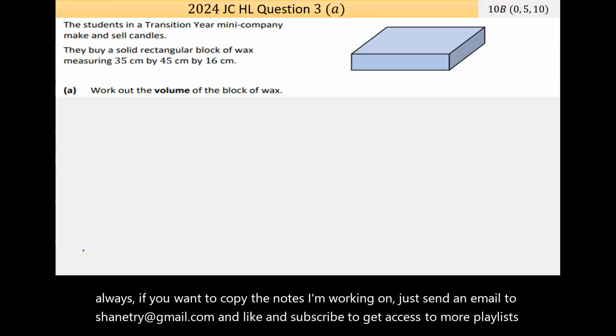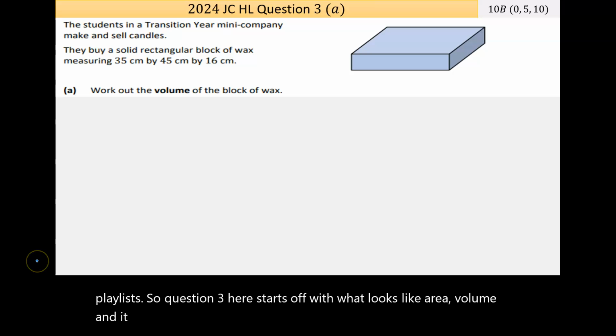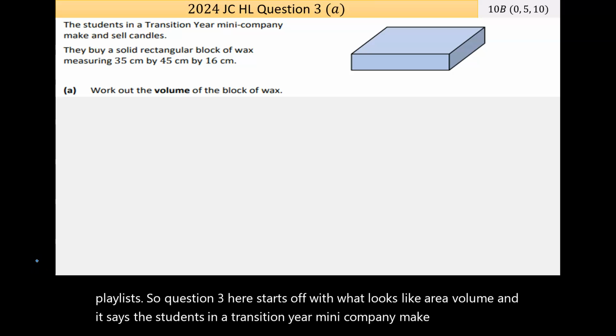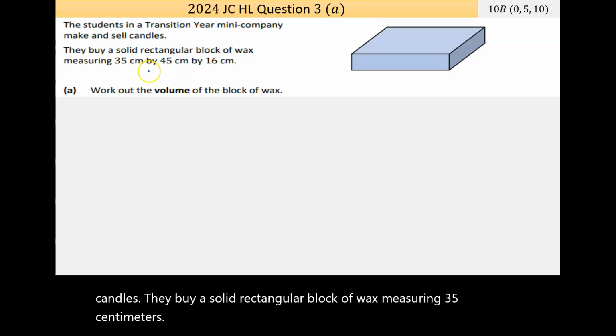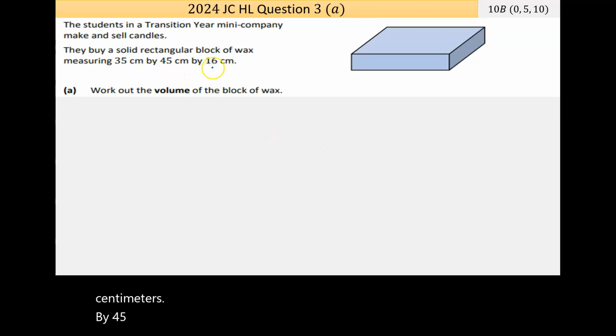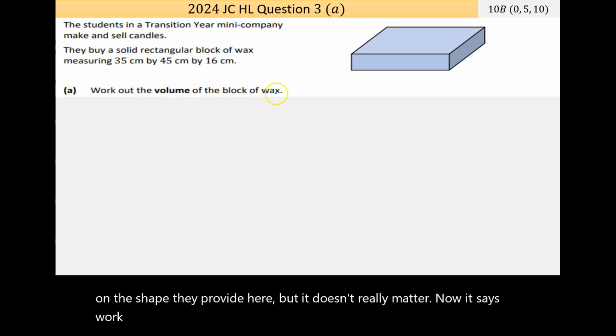So question 3 here starts off with what looks like area volume. It says the students in a transition year mini company make and sell candles. They buy a solid rectangular block of wax measuring 35 centimeters by 45 centimeters by 16 centimeters. Now, they don't give you the dimensions on the shape they provide here, but it doesn't really matter. It says work out the volume of the block of wax.